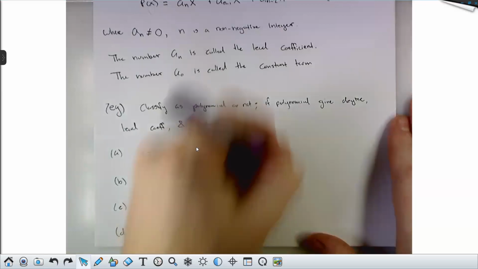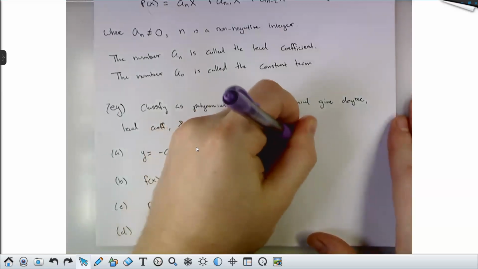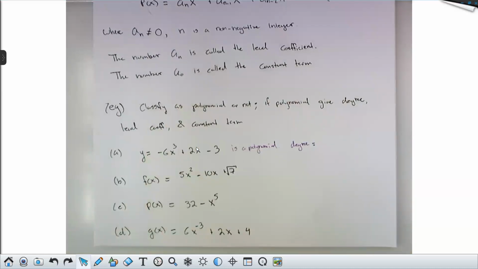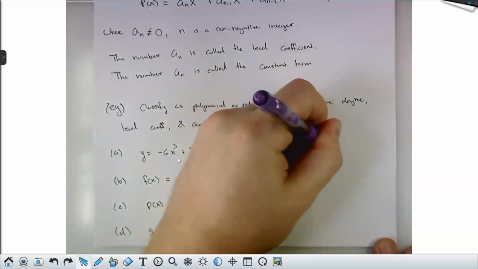What is the degree? Is it 3? Yeah, that's exactly right. The degree here is 3 because if you look at all the powers of x that show up, 3 is the largest one, right? x cubed. So the degree here is 3.